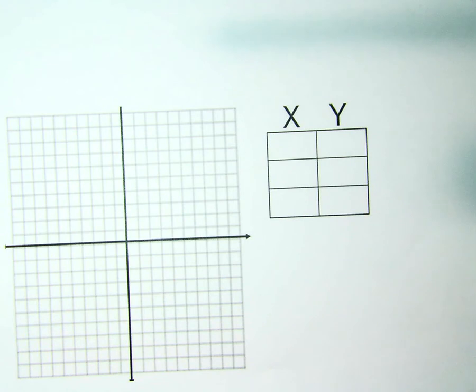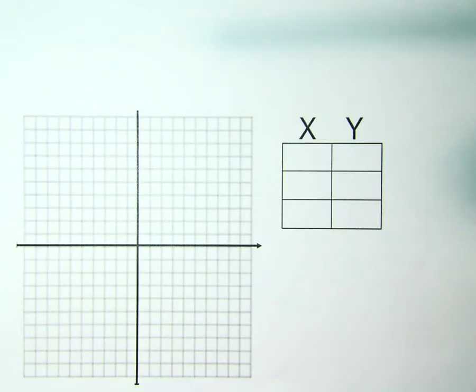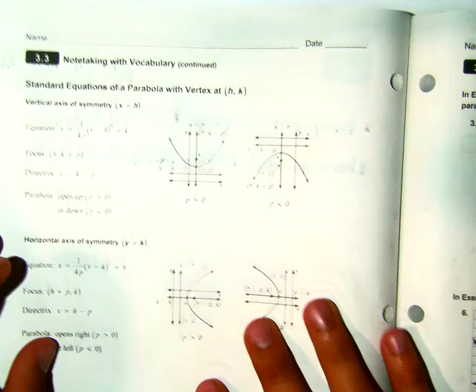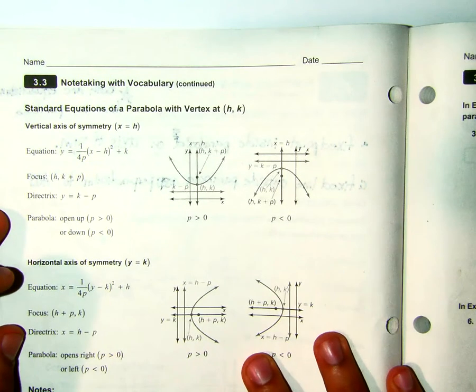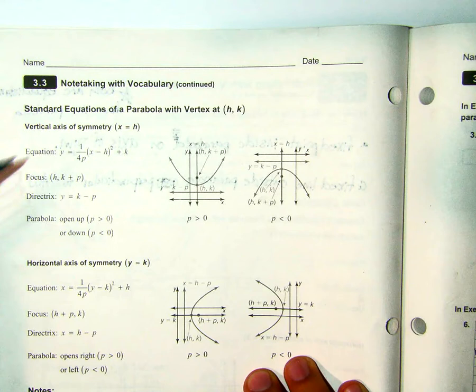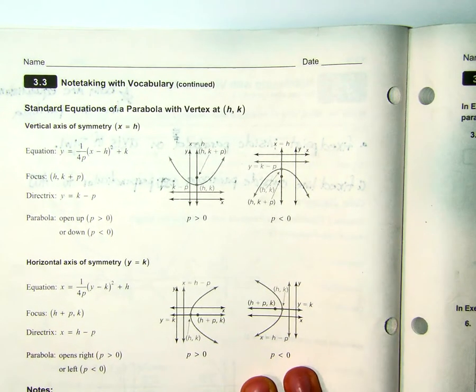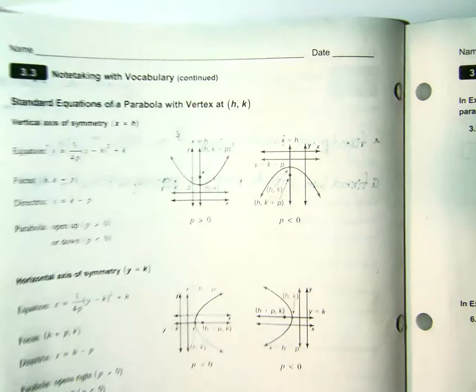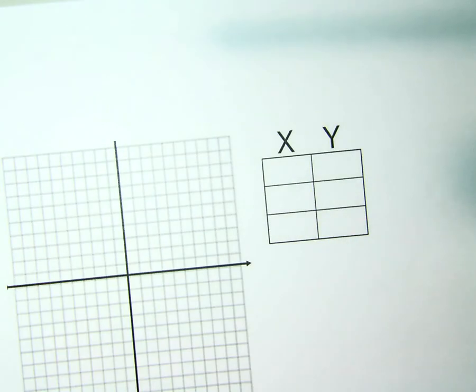So if the vertex is not at the origin, we're going to turn to page 68, and we're going to use these notes now. When I'm speaking of the equations, I'm looking here on page 68. Make sure you have this out. And now we have to be able to graph an equation whose vertex is not at the origin.